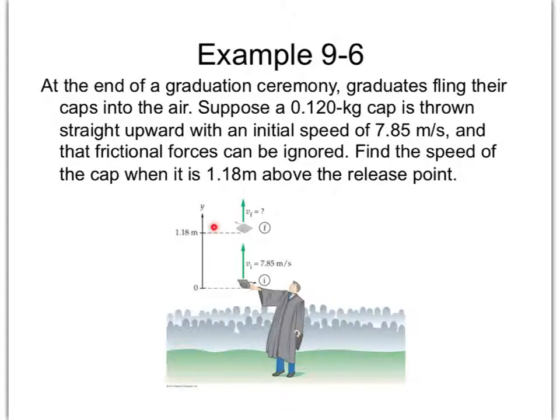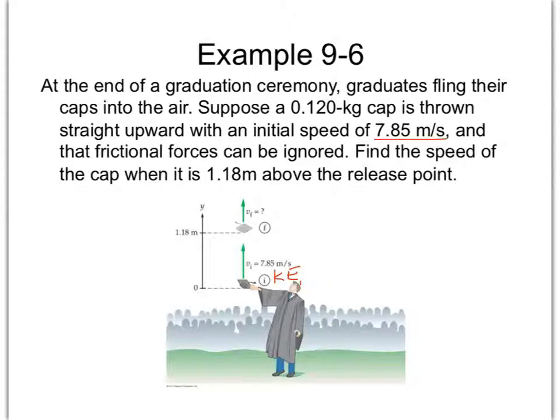At the end of a graduation ceremony, we've got a 0.120 kilogram hat, or mortarboard or graduation cap, thrown up in the air with an initial speed of 7.85 meters per second. An initial speed means which kind of energy? That's kinetic energy, right? And by the way, I'm not going to stick to my color code because that's going to take too long. I'm just going to stay with red. Our initial kinetic energy is defined by its initial speed.